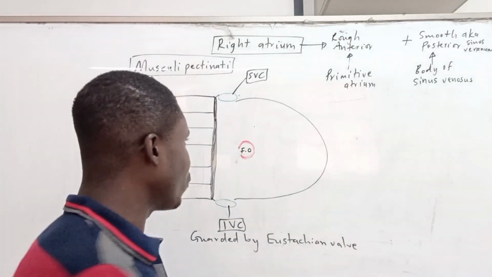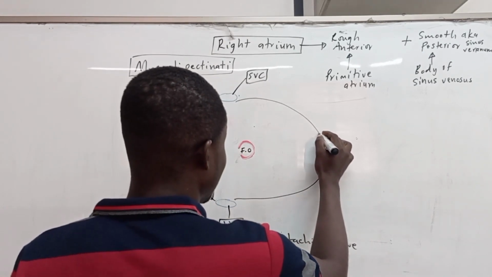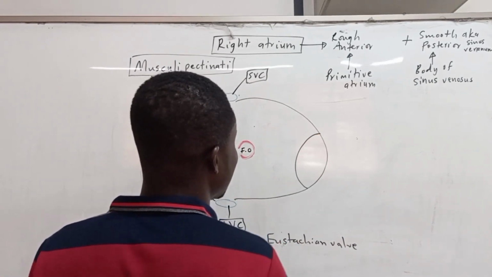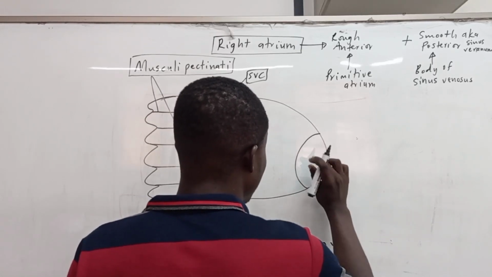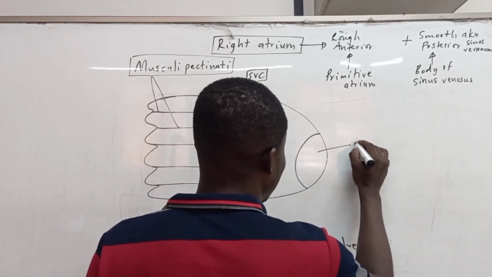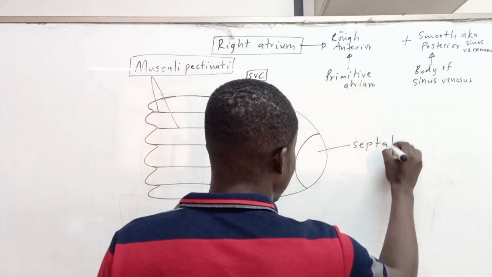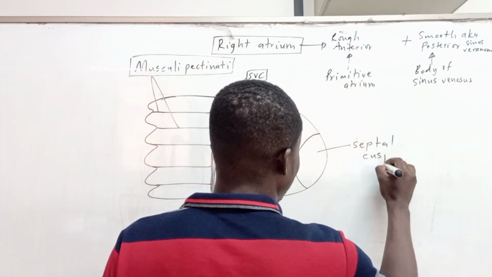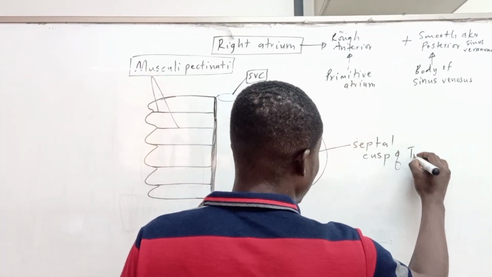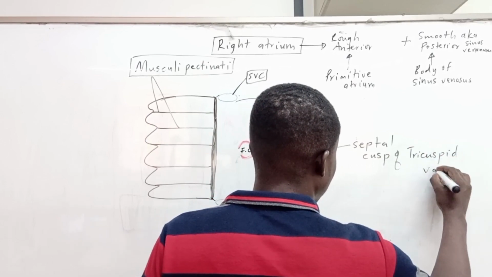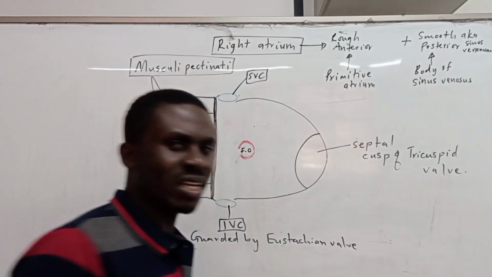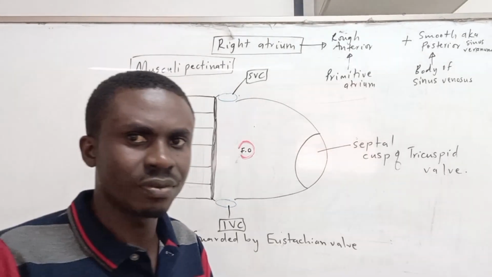So let me take one of those valves. Let's say over here we have what we call the septal cusp. So this one you find over here is nothing but the septal cusp of who? The right. We are talking about the tricuspid valve. Septal cusp of the tricuspid valve. Important.